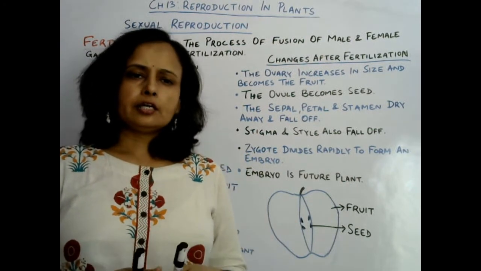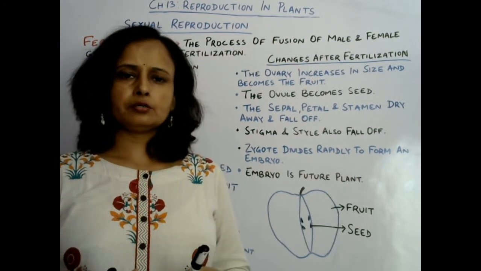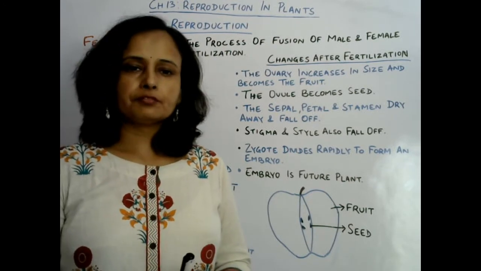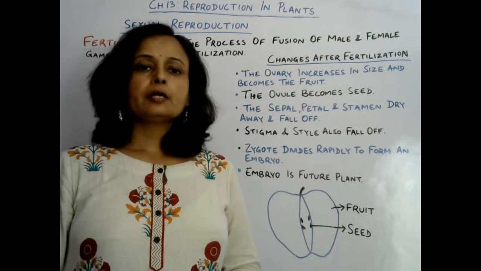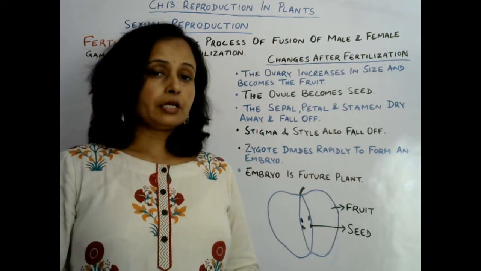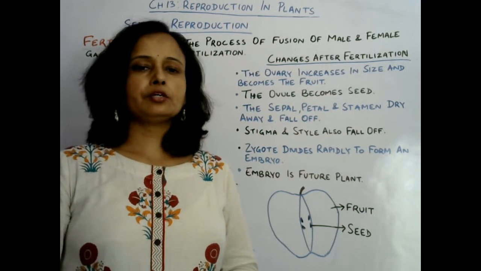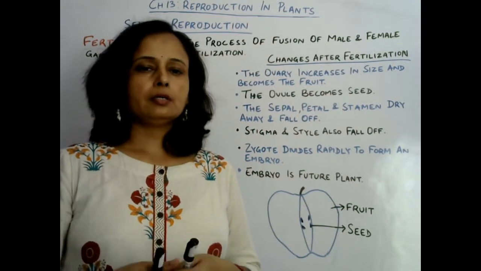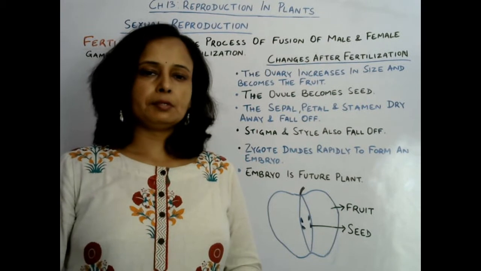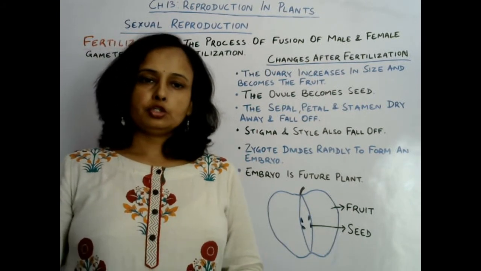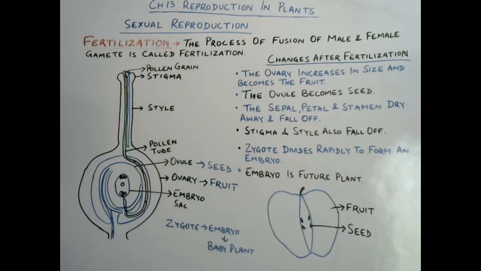Okay, and inside ovule, inside embryo sac, after the fertilization of male gamete and female gamete, zygote is formed. That zygote becomes embryo after multiple cell divisions, and that embryo develops into the future plant. Embryo is having baby plant. Basically, embryo is baby plant that develops into plants after germination of seed. When we germinate seed, then embryo develops into baby plant.